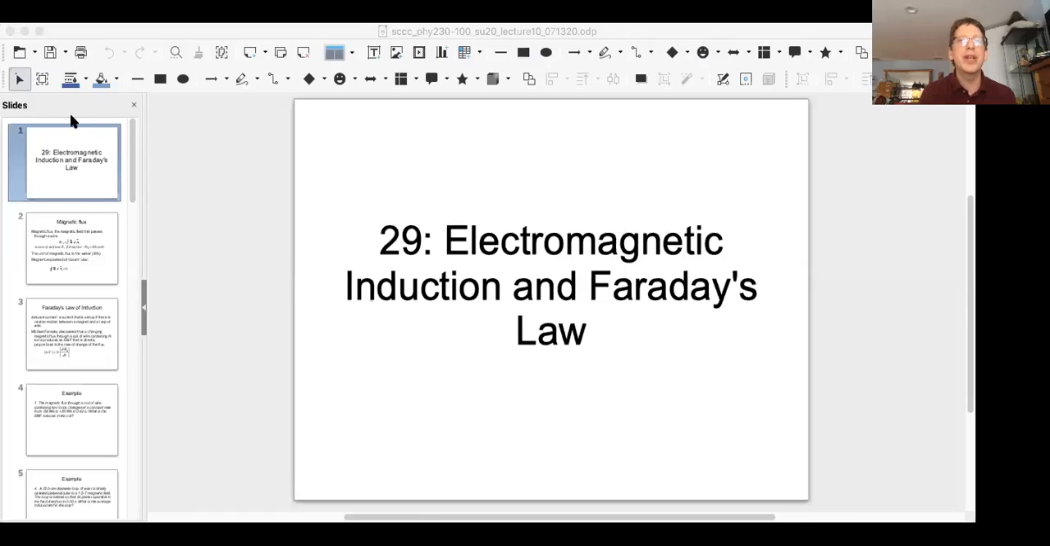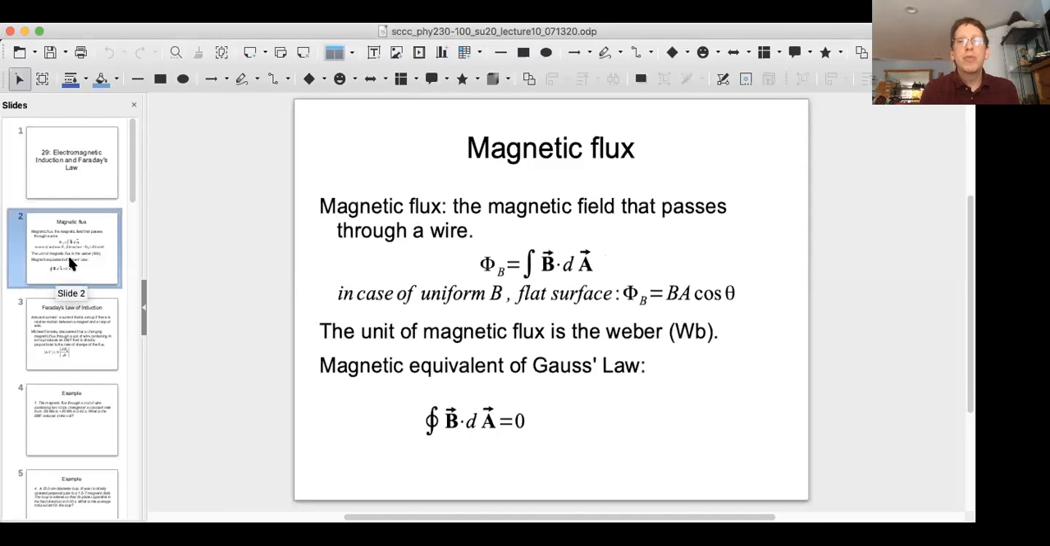Now we're going to move on from chapter 28 to chapter 29, which is about Faraday's law of induction. And before you can get to Faraday's law, you need to introduce what's called the magnetic flux. And the magnetic flux is very similar to the electric flux. It's a measure of the component in the magnetic field that crosses through a surface multiplied by the area of that surface.